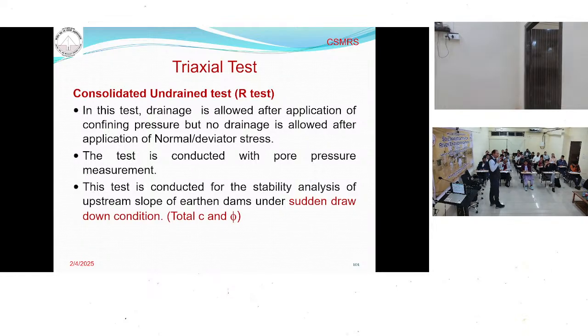For this test, you allow the water to drain under the cell pressure, or the confining pressure. But when you apply the normal load or deviator stress, you do not allow the water to come out from the sample. So under the cell pressure the sample is consolidating, but after the application of the deviator stress, no water is allowed to pass. This is the condition. Where do you see this condition in the field? Have you seen this kind of condition?